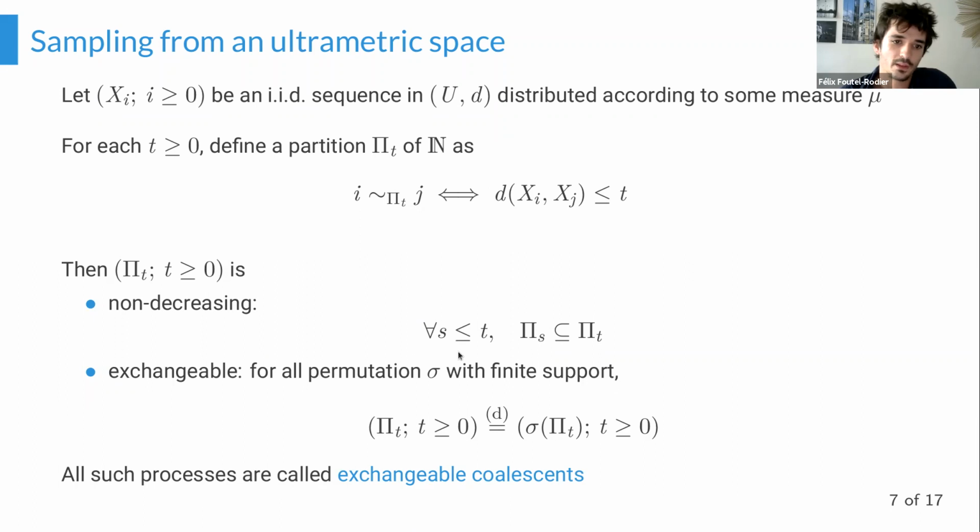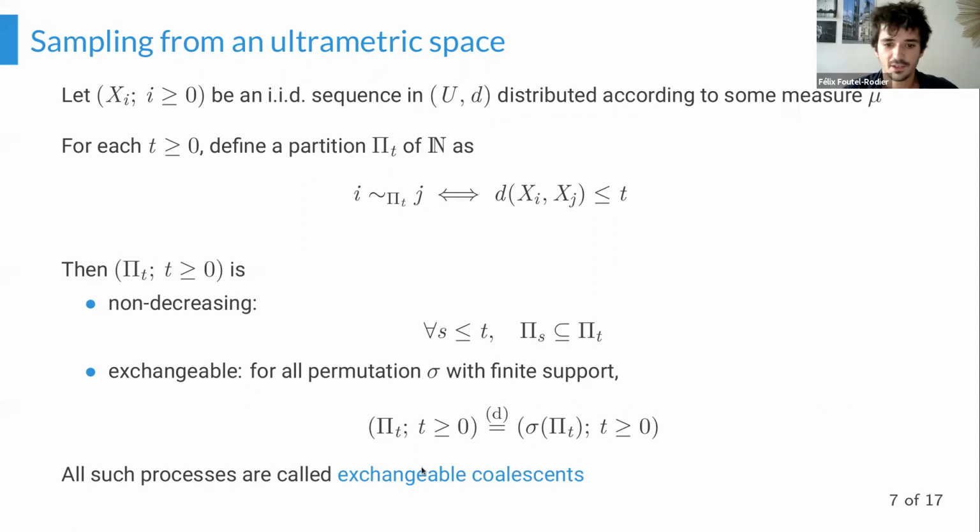So now if I look at the process obtained for all time t, it enjoys two main properties. The first one is that it's non-decreasing, in the sense that if you increase time, then blocks can only merge. And this is a direct consequence of this part of the definition. And the second feature of this process is that its distribution is invariant by the actions of permutations. And we say that it's exchangeable. And from now on, I'm going to call any process that fulfills those two conditions an exchangeable coalescent.